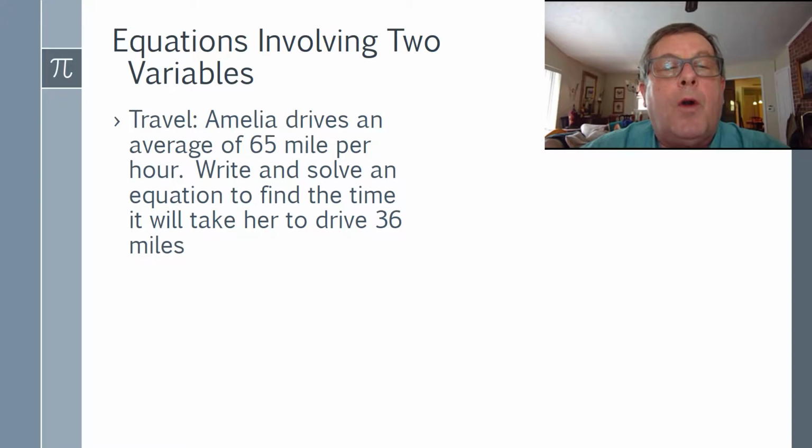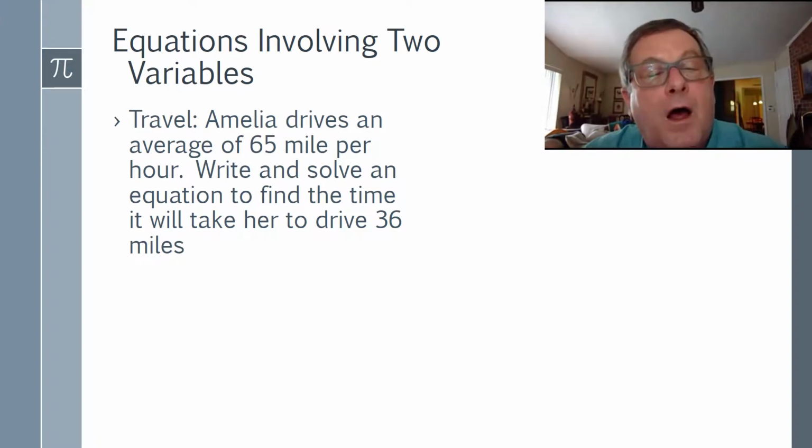So it's a travel problem. It says Amelia drives an average of 65 miles per hour. Write and solve an equation to find the time it will take her to drive 36 miles. Now, this involves a formula that you'll use many times. You'll use it in math, and you're also going to use it in science, at least you will in my physical science class when we start talking about motion.